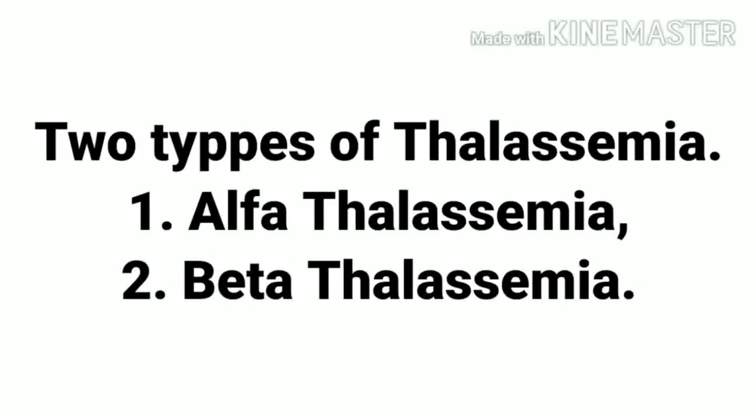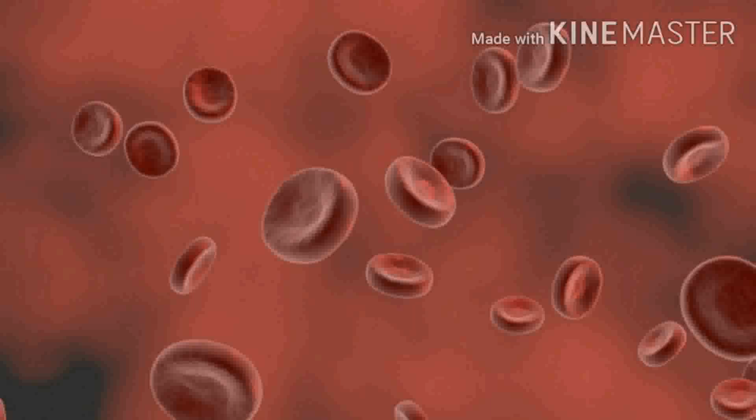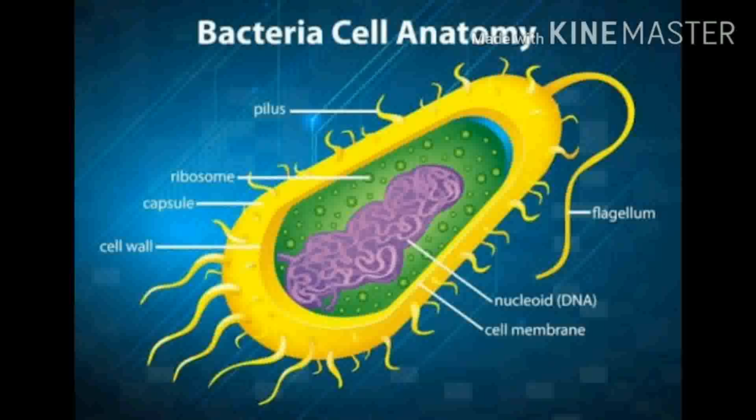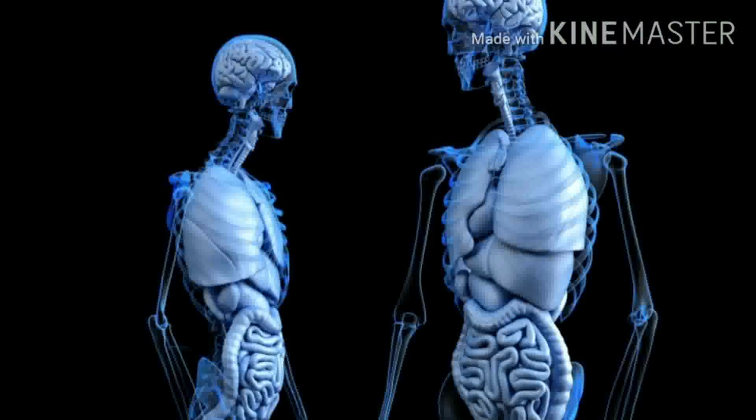There are two main types of thalassemia. First one, alpha thalassemia, and second one, beta thalassemia. Individuals with mild thalassemia may have symptoms such as anemia, enlarged liver and spleen, increased susceptibility to infections, slow growth, thin and brittle bones, and heart failure.